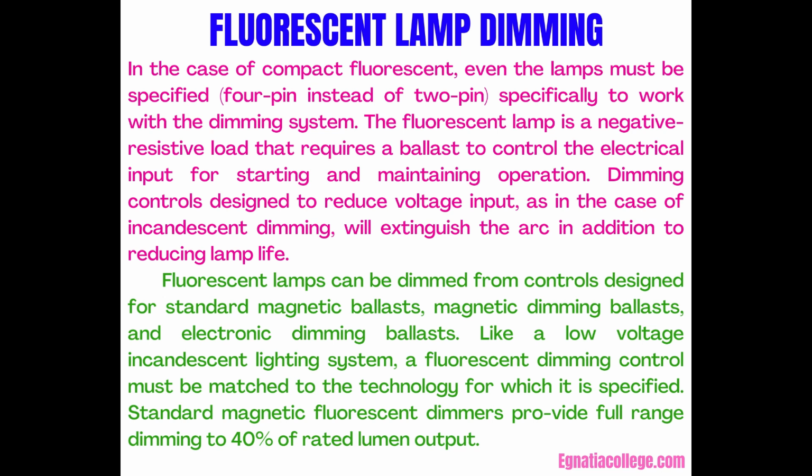Fluorescent lamps can be dimmed from controls designed for standard magnetic ballasts, magnetic dimming ballasts, and electronic dimming ballasts. Like a low-voltage incandescent lighting system, a fluorescent dimming control must be matched to the technology for which it is specified. Standard magnetic fluorescent dimmers provide full-range dimming to 40% of rated lumen output.